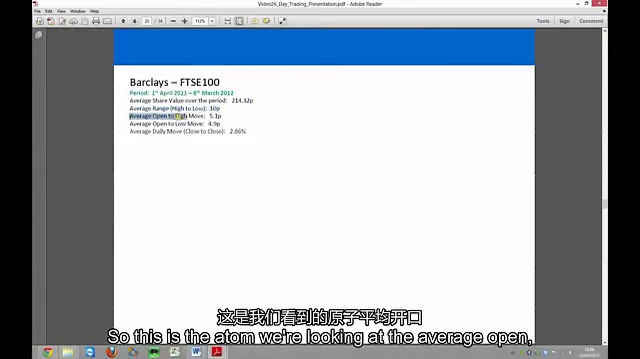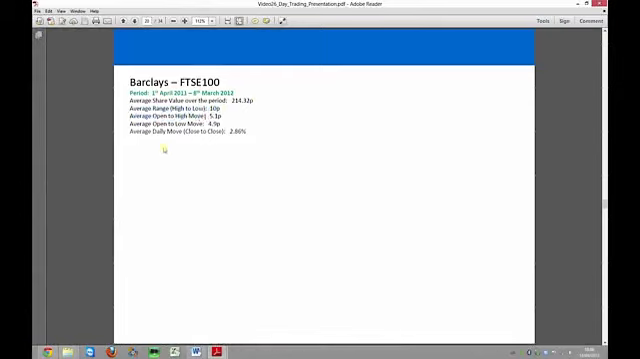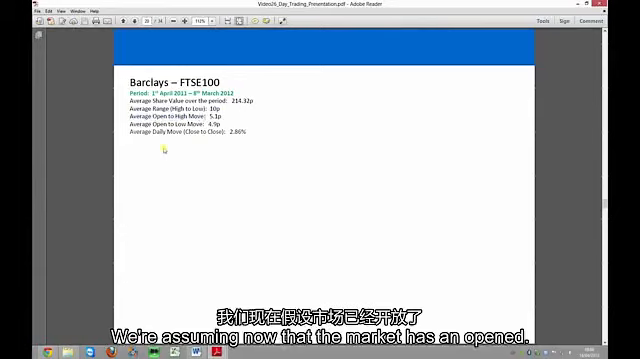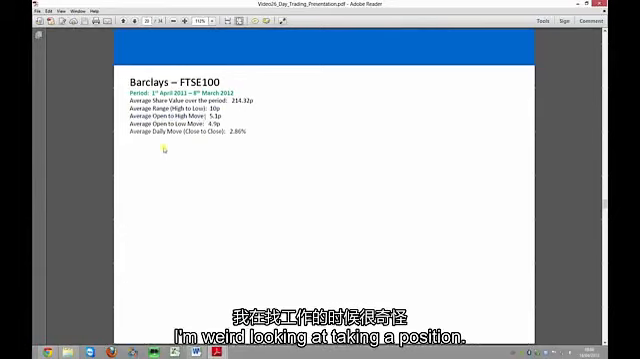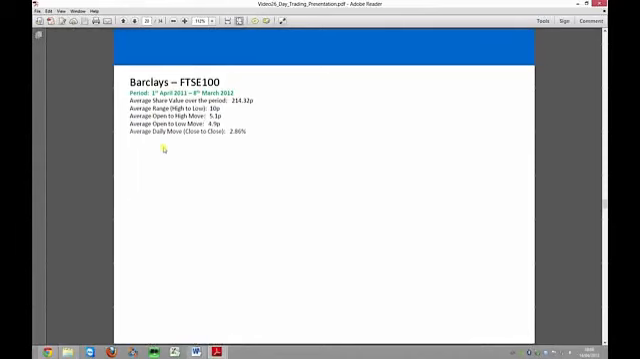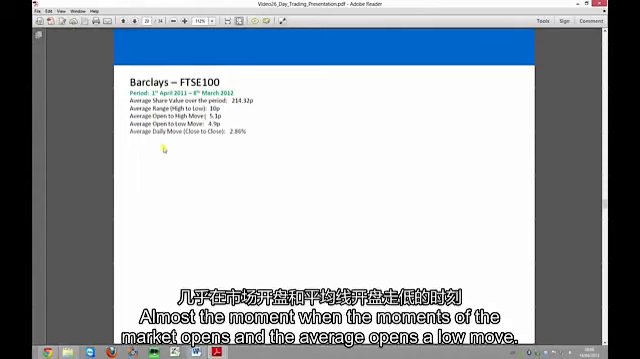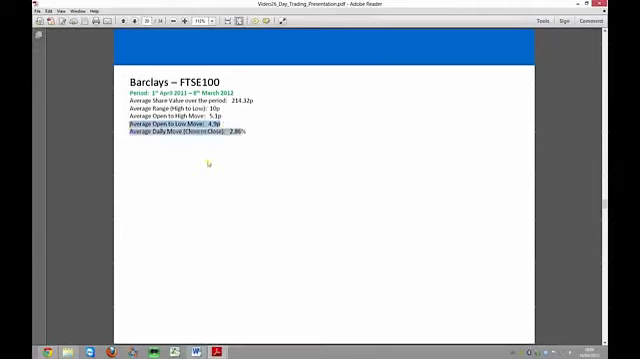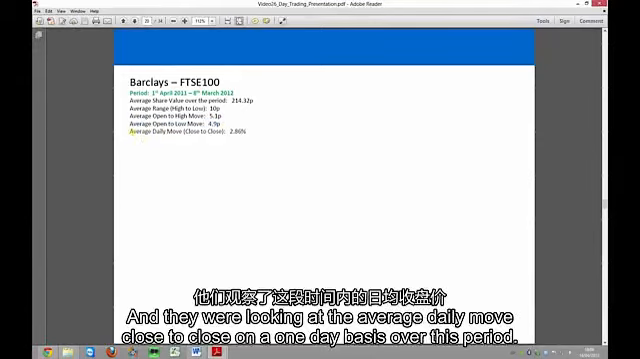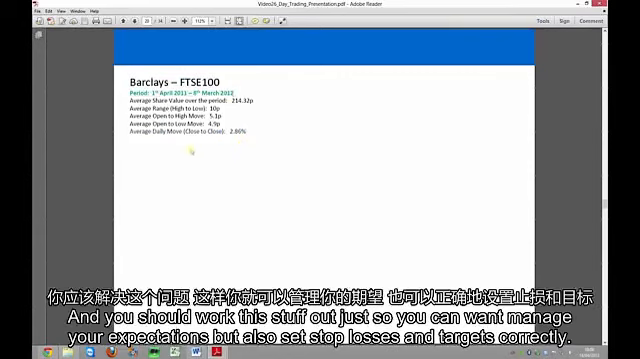We're looking at the average open to high, because we're assuming now that the market hasn't opened, and we're looking at taking a position almost the moment the market opens, and the average open to low move. And then we're looking at the average daily move close to close on a 1-day basis over this period. And you should work this stuff out so you can, one, manage your expectations, but also set stop losses and targets correctly.